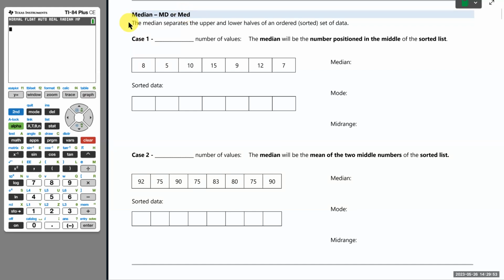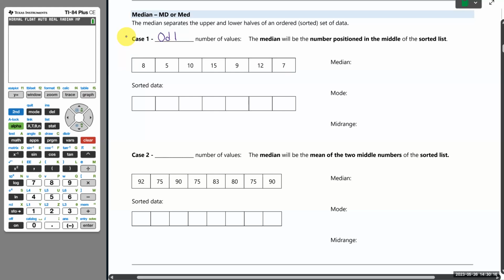The definition of the median is the value that separates the upper and lower halves of an ordered, sorted set of data. Let me take a look at the first case here. I'm going to look at some data, and I have 1, 2, 3, 4, 5, 6, 7 values. So my first case is a data set with an odd number of values. In this situation, the median will be the number positioned in the middle of the sorted list.